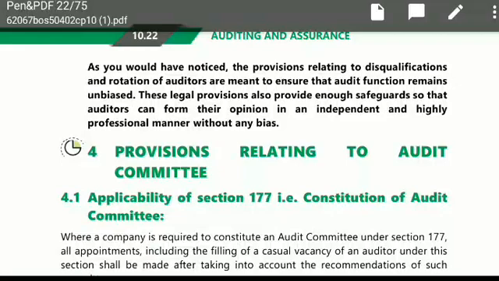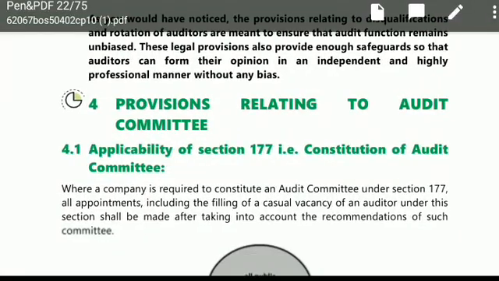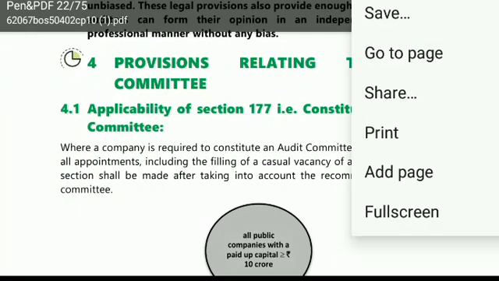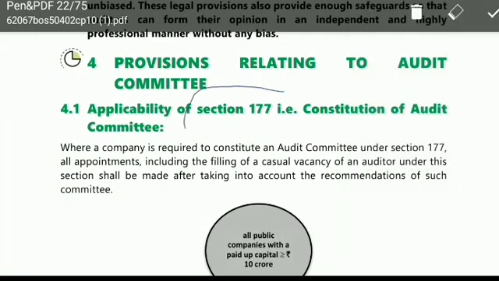Now we are going to study what the applicability is, in which type of companies an audit committee is made, and what all constitutes the audit committee. So we are going to study the term audit committee, right? So this is section number 177. This talks about applicability of section number 177. So this topic talks about in which type of companies an audit committee is made.